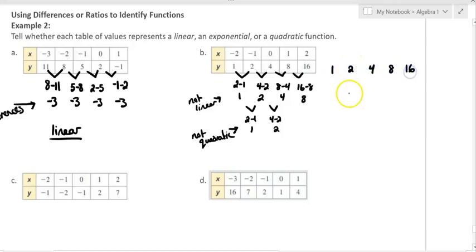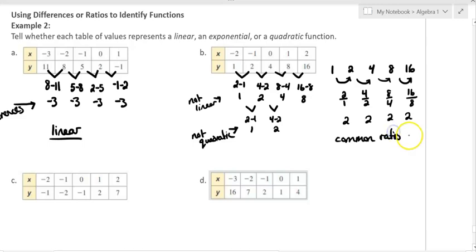So how I can do the common ratio is, instead of subtracting, you're dividing. 2 over 1, 4 over 2, 8 over 4, 16 over 8. I always take the right number divided by the one just before it. So all of these get 2. That means it has a common ratio of 2, which, if it has a common ratio, tells us it is exponential.